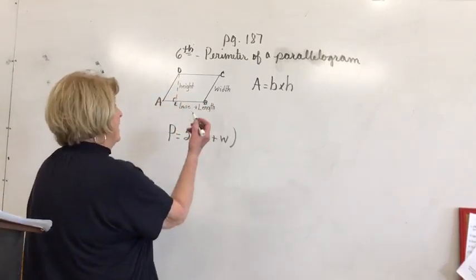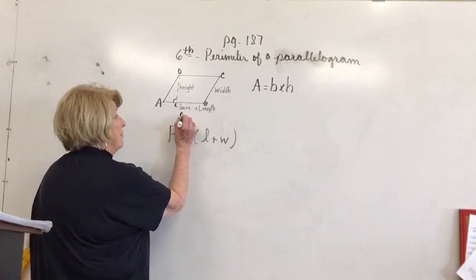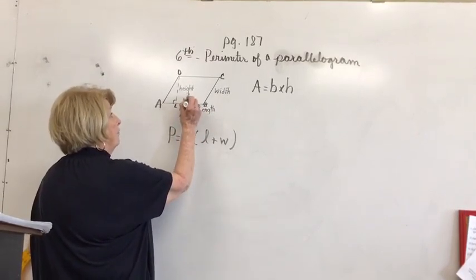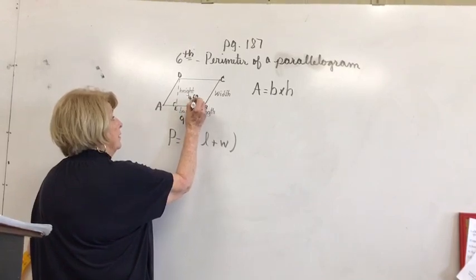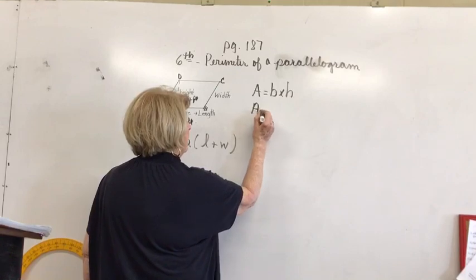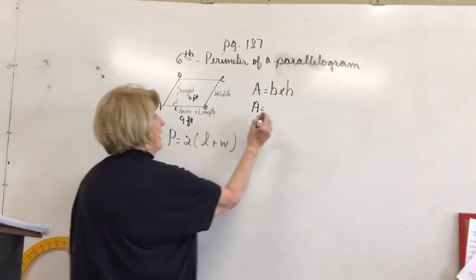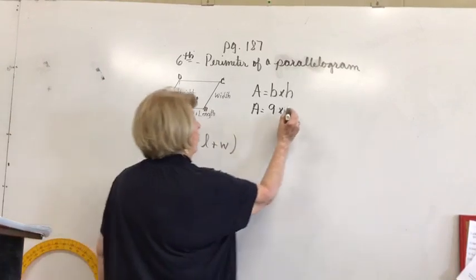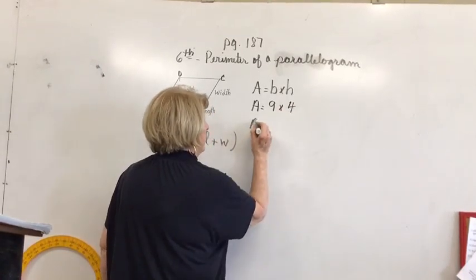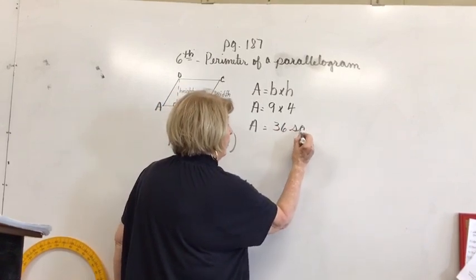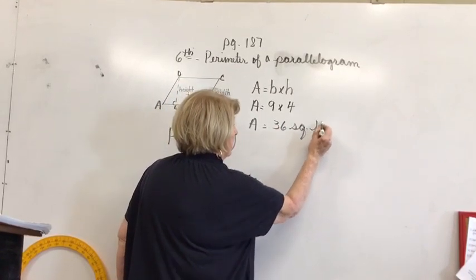So if our base were going to be 9 feet and our height was going to be 4 feet, then we could say area equals base times height. Area equals 9 times our height, which is 4, and our area would be 36 square feet.